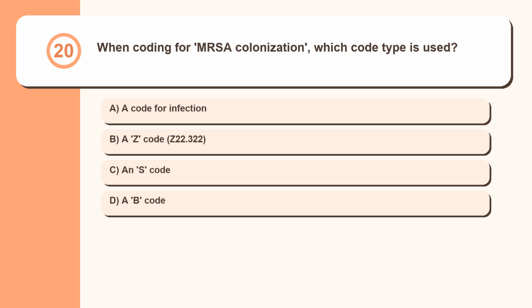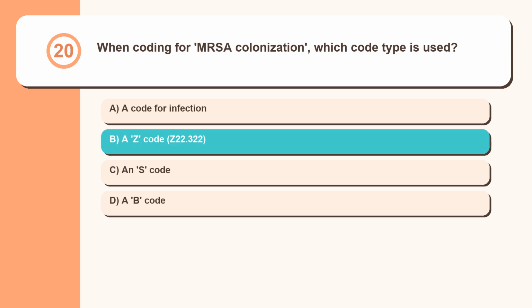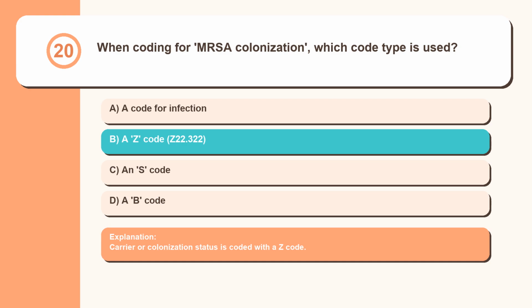Question 20. When coding for MRSA colonization, which code type is used? A code for infection, a Z code, Z22.322, an S code, a B code. Carrier or colonization status is coded with a Z code.